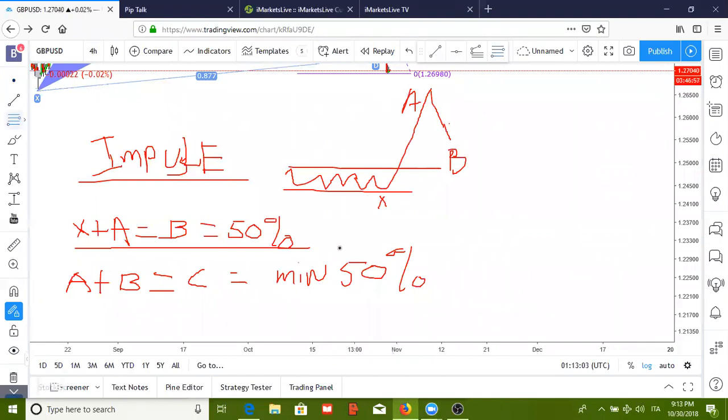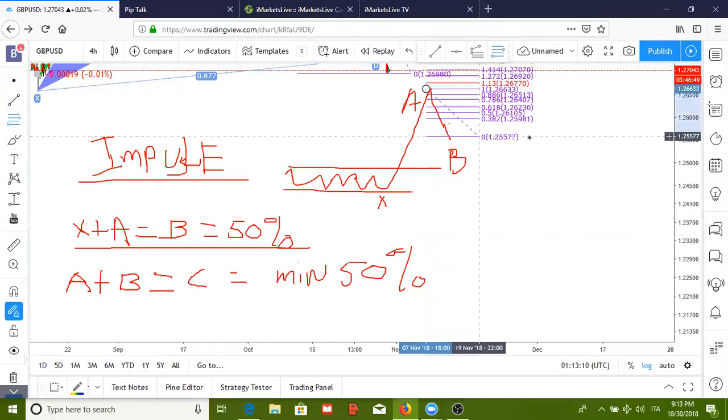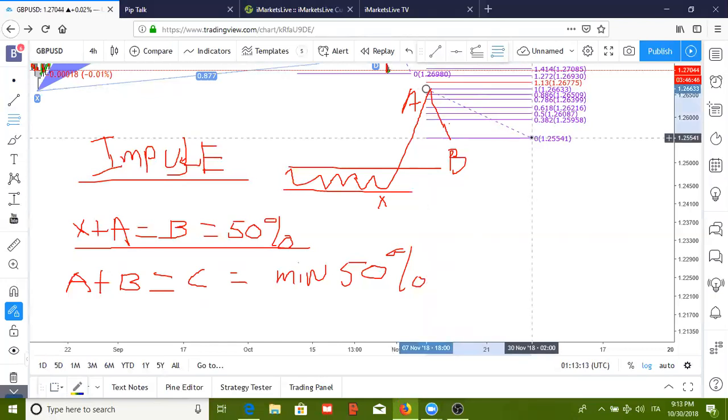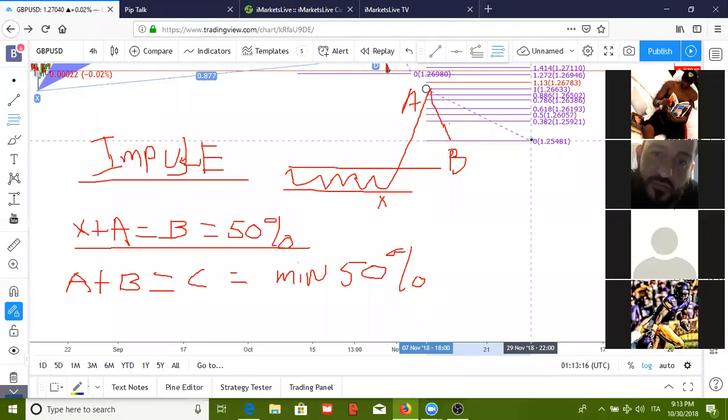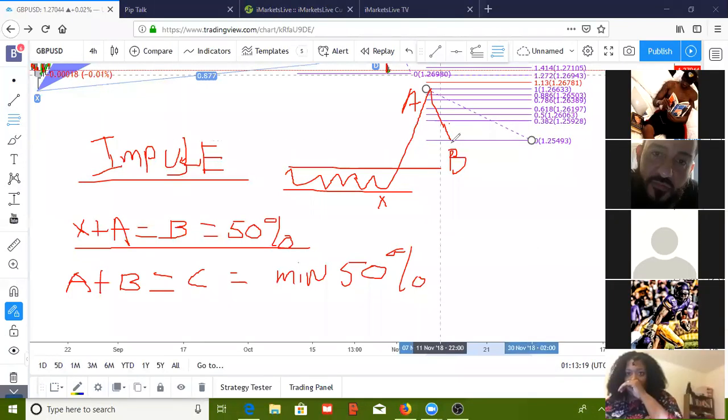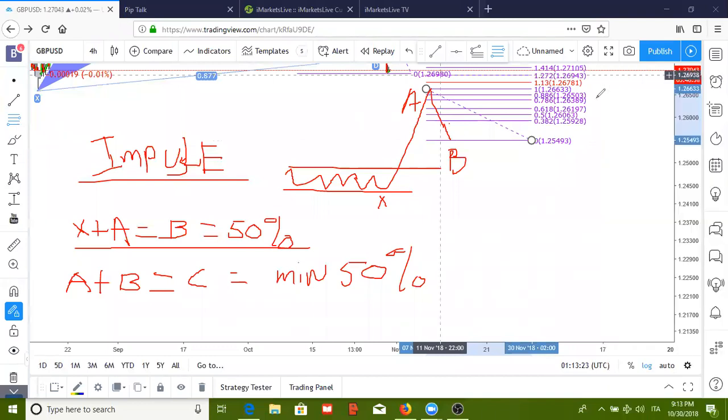Again, come down to your notes. A plus B. I take my fib from my A leg all the way down to my B leg. Guess what I'm looking for? A minimum of a 50% pullback. Notice I said minimum, okay? I say minimum because price can pull all the way back up to the minimum 50% we're looking for.